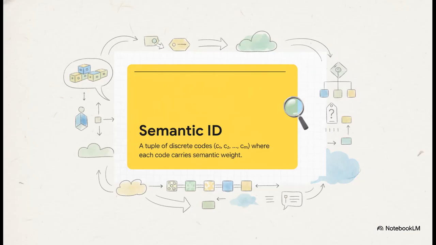So to put it a bit more formally, a semantic ID is just a sequence of codes, kind of like a set of nested labels. But the key is they aren't random. They're built in a hierarchy, with the most general, high-level information coming first and then getting more and more specific. It's meaning baked right into the ID structure.